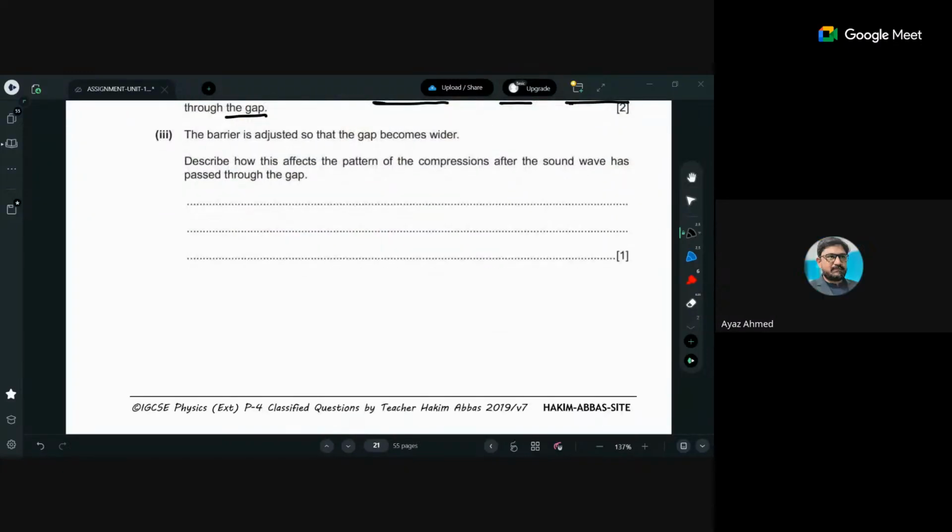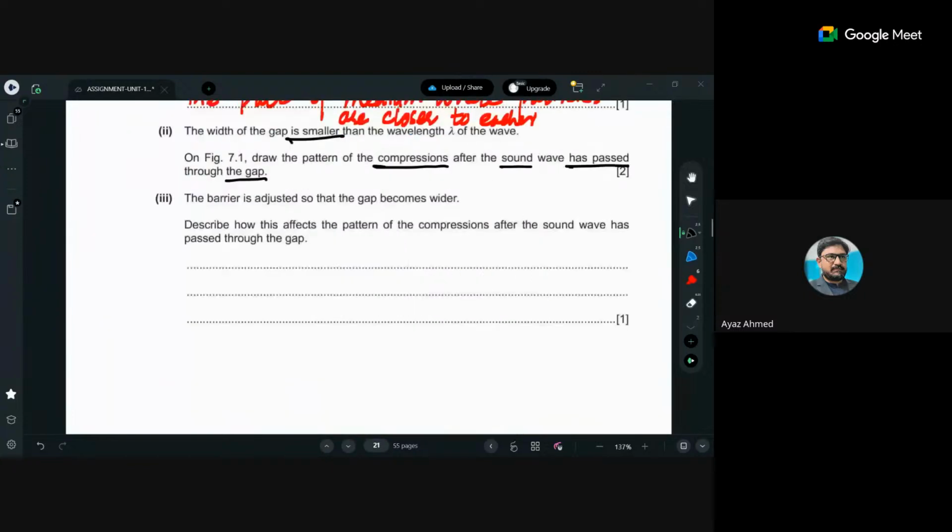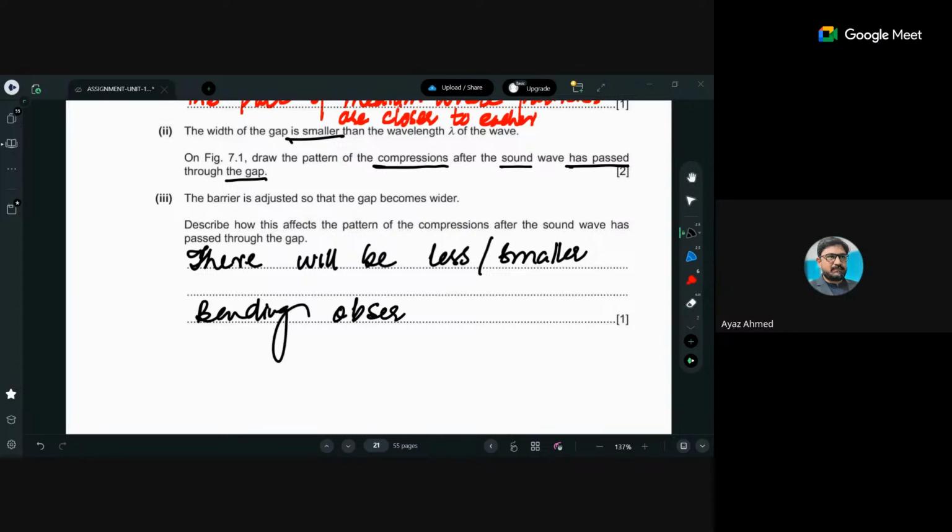The next is, the barrier is adjusted so that the gap becomes wider. The gap becomes wider. Describe how this affects the pattern of the compressions after the sound wave has passed through the gap. So, what is your idea? I told you that there will be less bending observed, right? There will be less or smaller bending observed. Okay, is it clear to you? Yes.